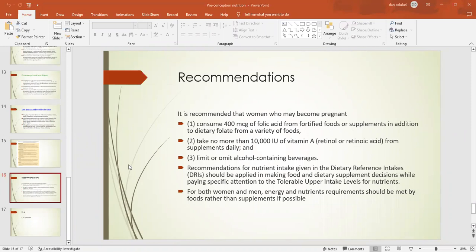And lastly, for both women and men, energy and nutrient requirements should be met by foods rather than supplements if possible. That means diet or dietary plans or dietary patterns should be followed. Our reference book has various tables that show various dietary plans for either the male or the female, and I would encourage you to go and study these tables. I couldn't include them in my slides of today.